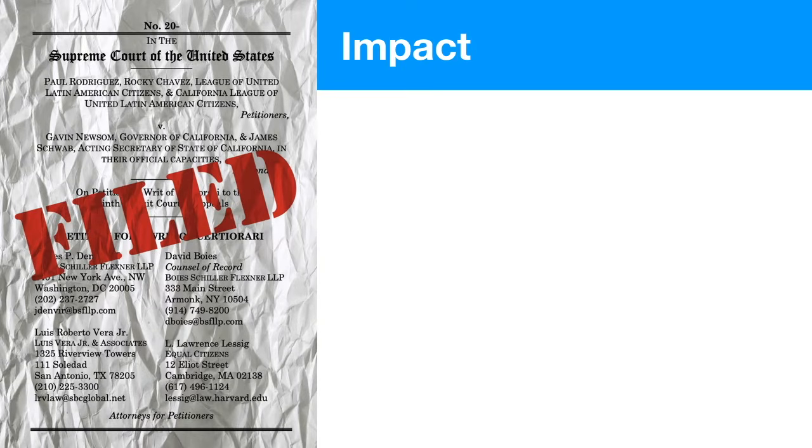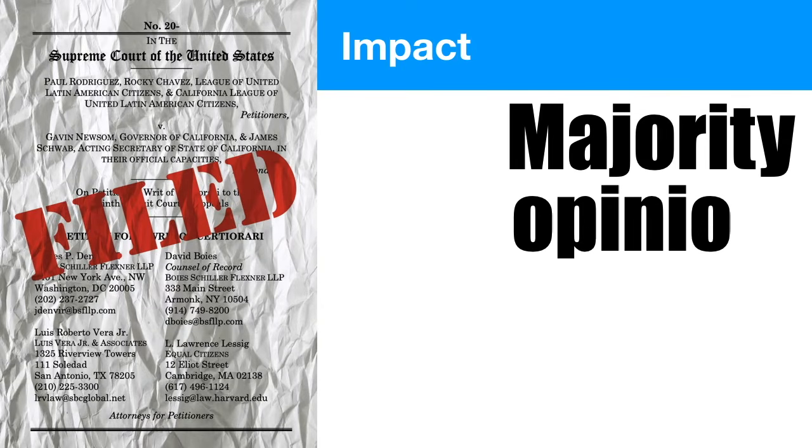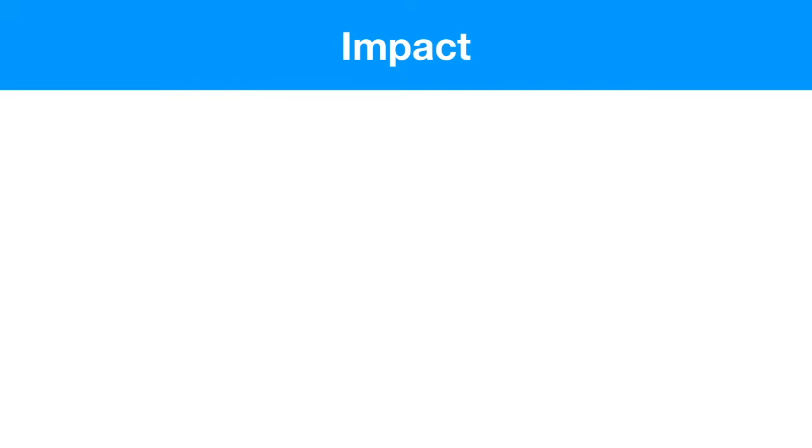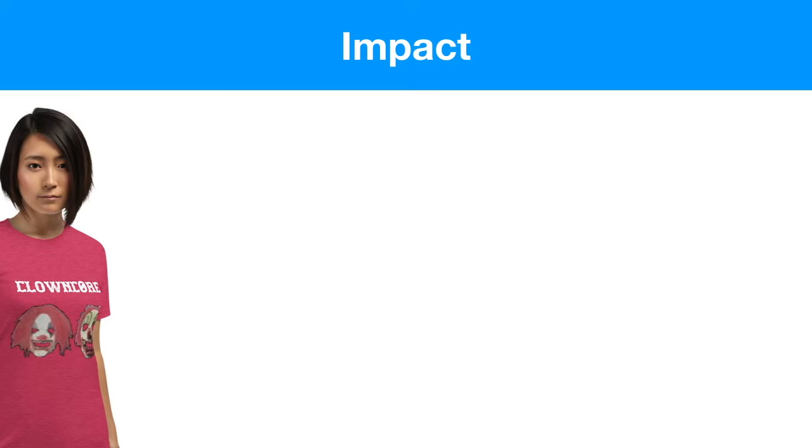So what's the impact here? Back to the majority opinion. The majority opinion sets a precedent for all future decisions in the lower courts. If the Supreme Court decides that you have a right, all the lower courts have to follow that ruling. So let's take a look.